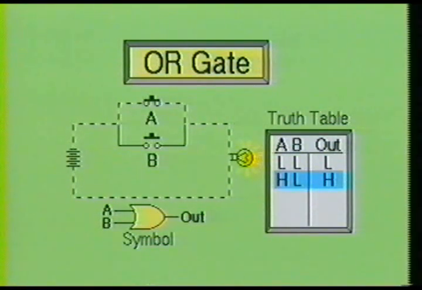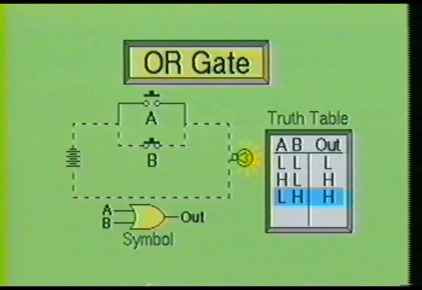Next, we will release switch A and push the button on switch B. Once again, the lamp is energized. The truth table now shows that a low on A and a high on B will result in a high at the output. As you may have noticed, we can produce a high at the output by pushing in the button on either switch A or switch B.